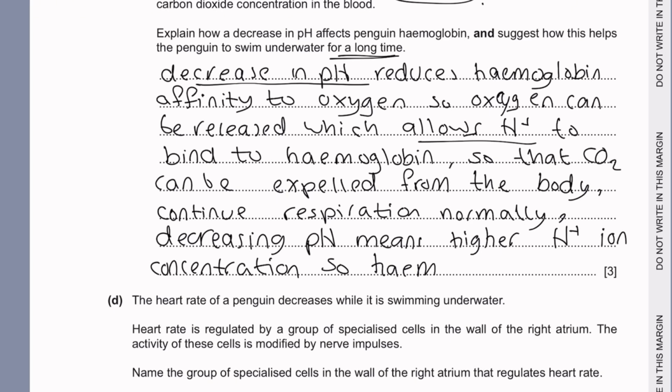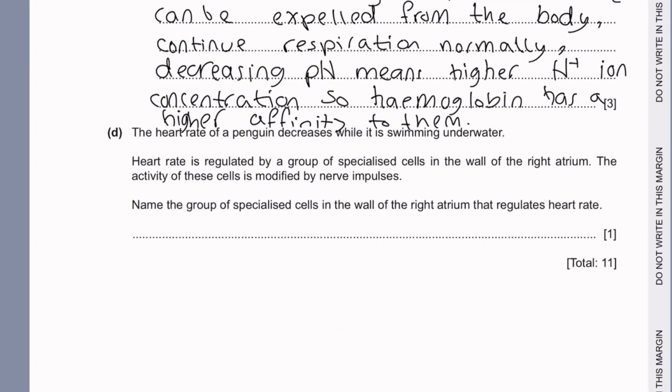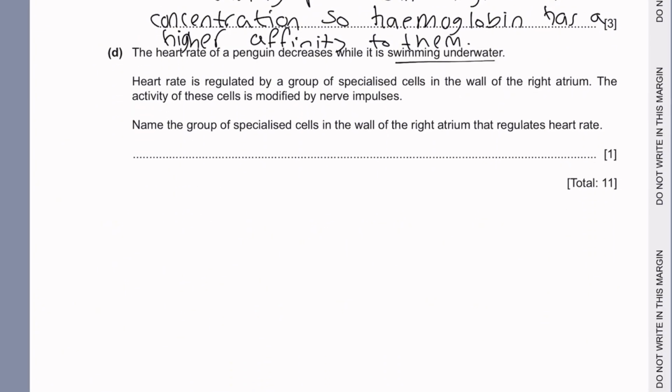and please remember, if you have time in the test, describe the Bohr shift, it will give you more grades. So hemoglobin has a higher affinity to them. Okay, moving on to D, the heart rate of a penguin decreases while it's swimming underwater.